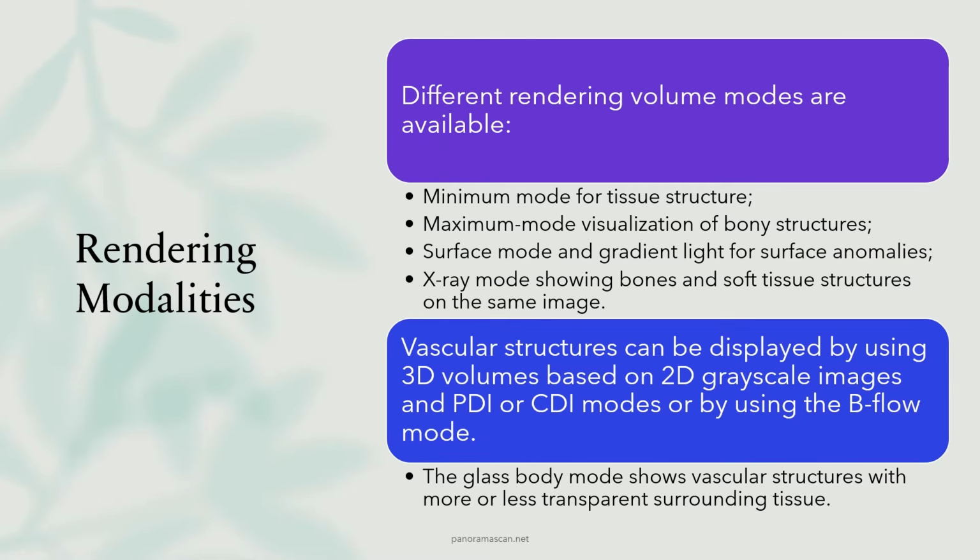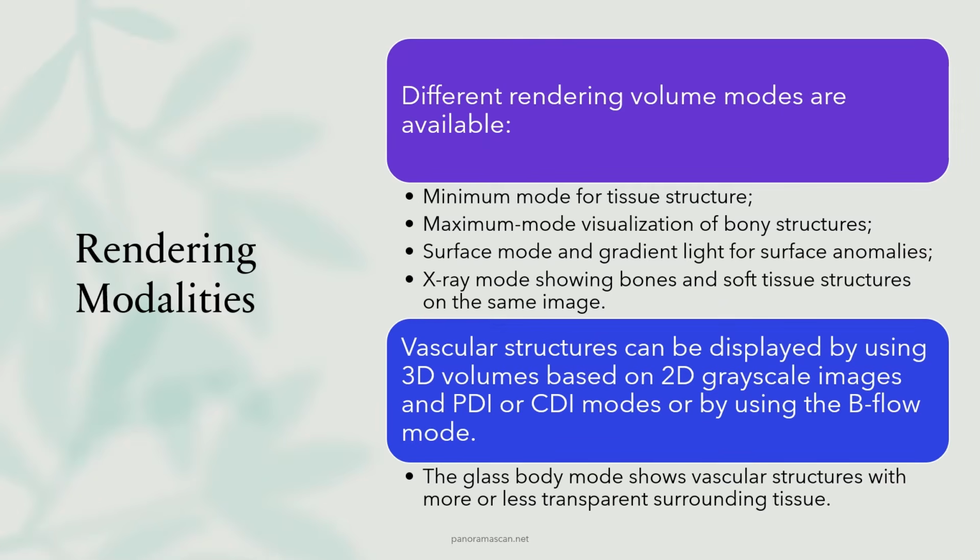The glass body mode is particularly useful when you need to visualize vascular structures alongside surrounding tissue. The transparency of the surrounding tissues in this mode enables a clearer view of the vascular structures, helping to assess them in relation to other anatomical features. This mode offers the advantage of viewing the vessels without the interference of surrounding structures, allowing for a focused examination of blood flow and vascular development.